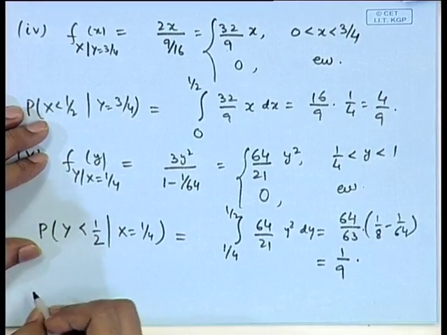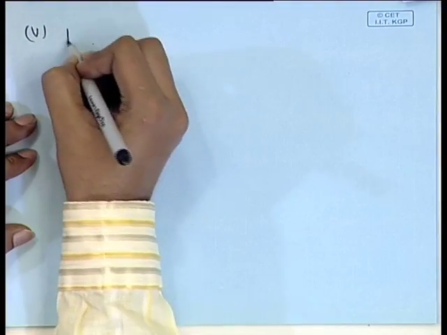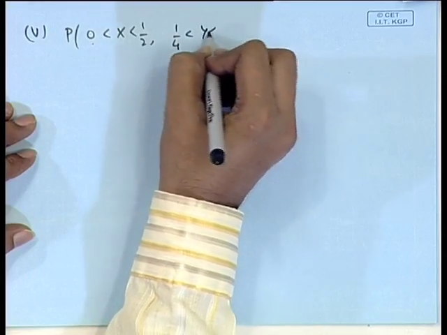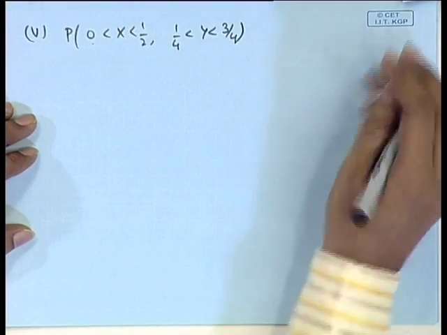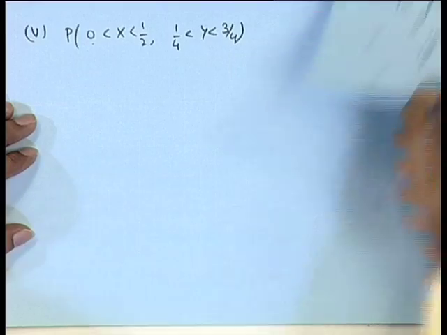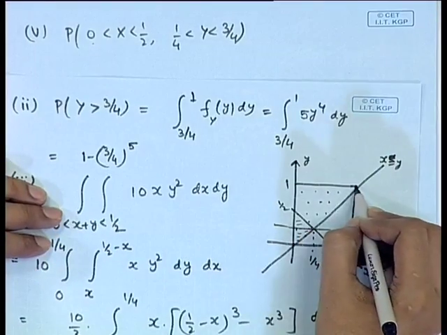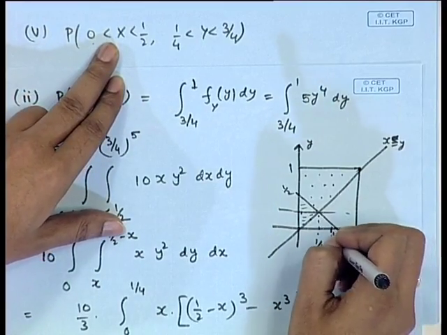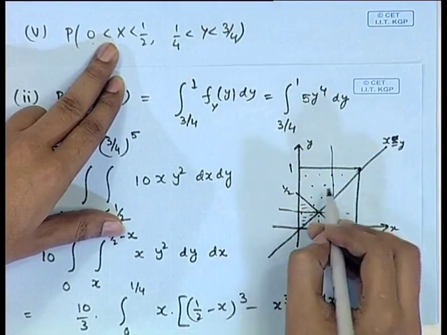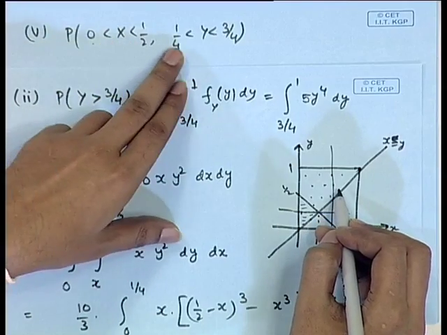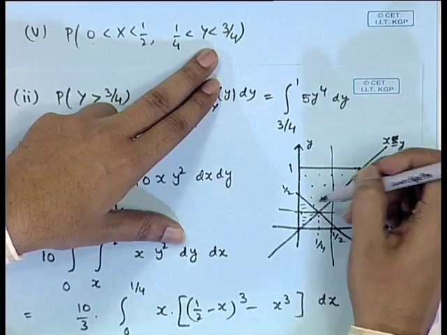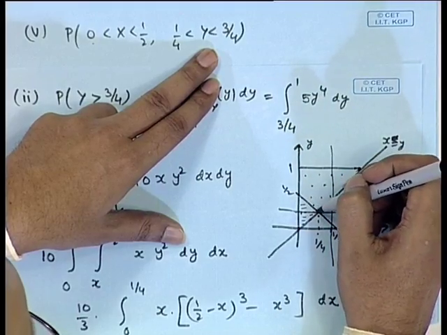Lastly, probability of 0 less than x less than half, 1 by 4 less than y less than 3 by 4. So, once again we look at the region here. This is the region of the density. If we say x is between 0 to half, we consider this line, and here y is from 1 by 4 to 3 by 4. So, basically we have this particular region.